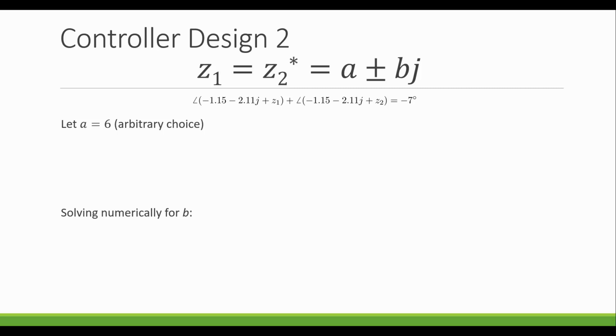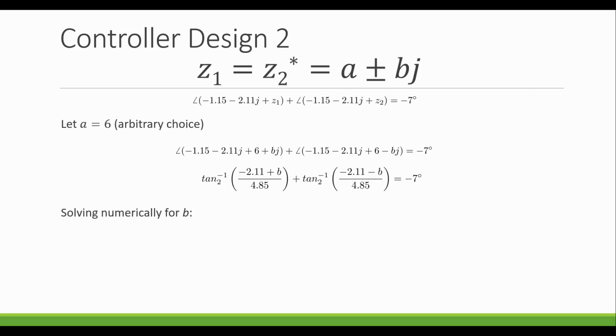But because we're adding two zeros to the system, it's not going to be quite as obvious what the results are going to be when we actually go through the simulation. So I'm going to let a equal 6. So this step looks exactly the same here. I'm putting in 6 for my real part, so I still have to find what is the imaginary component. So angles are still defined the same way. It's the arctangent, the 4-quadrant arctangent of the imaginary parts over the real parts. And now I need to solve for the b that's going to satisfy this equation.